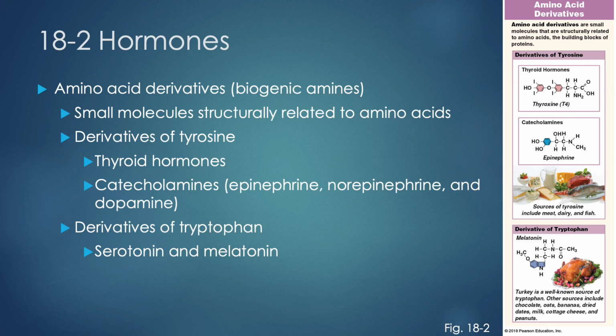As you can see in figure 18.2, there's a nice image of a turkey, because I think most people are familiar with tryptophan being something that is heavily present in turkey, which makes you feel very sleepy after you've had a Thanksgiving dinner. But there are other sources of tryptophan, which are listed here, ranging from things like chocolate to bananas and oats and peanuts, etc., etc.